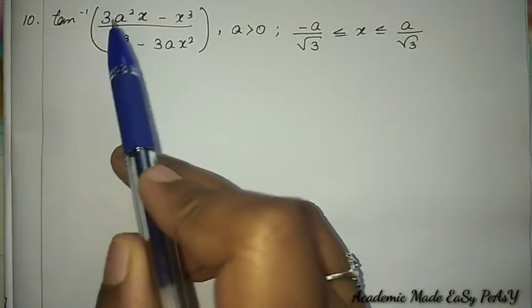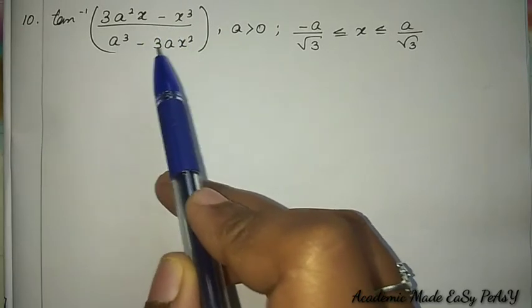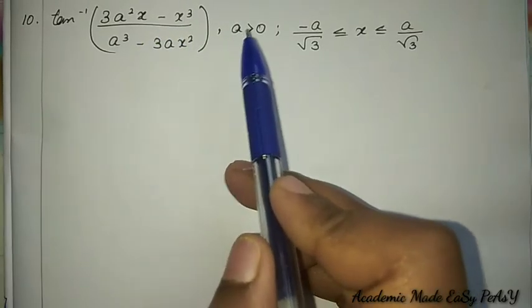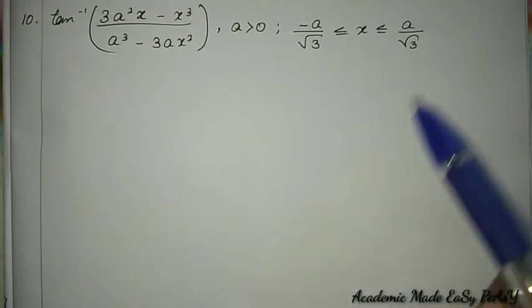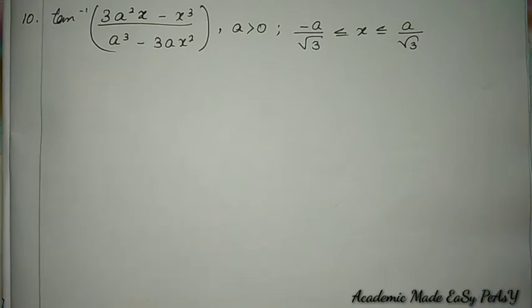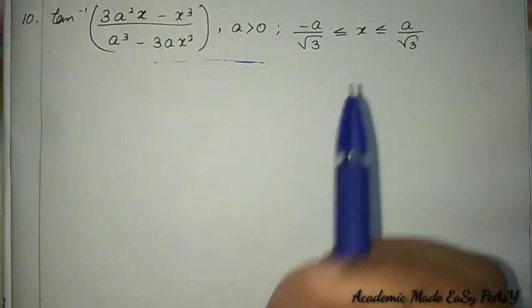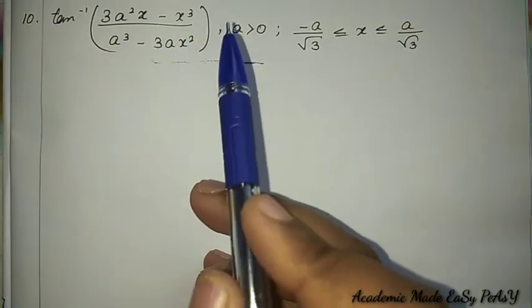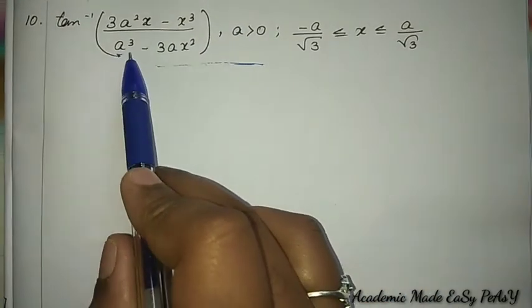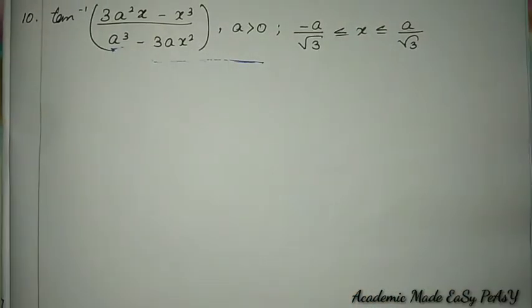Tan inverse of 3a square x minus x cube divided by a cube minus 3ax square, where a is greater than 0 and minus a by root 3 less than or equal to x less than or equal to a by root 3. So this is the given function or question for us. We have to find the simplified form for this. Here also, as we did for the previous sum, we have to remove this constant a. In order to cancel out this a, we have to substitute in such a way that this a gets cancelled.